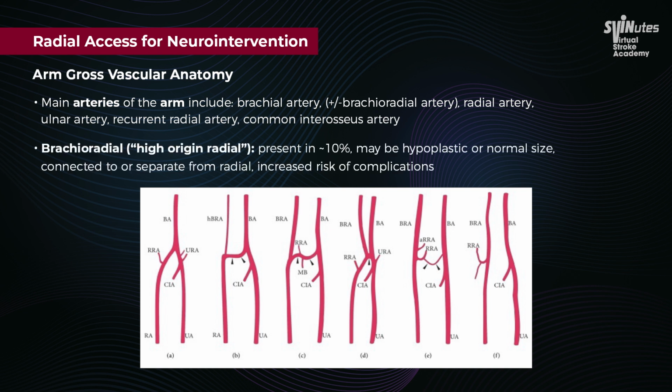One of the most frequently seen variants is present in about 10%, in which case a brachioradial or high origin radial artery is seen. Certain variations with the presence of this brachioradial variant are seen on the rest of the images on the screen. The variant brachioradial artery may be hypoplastic or normal in size and could be connected to or separate from the radial artery. The presence of this variant increases the risk of vascular complications during radial access.